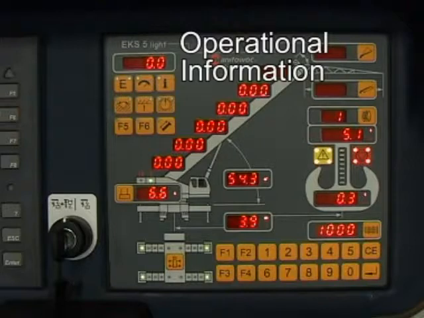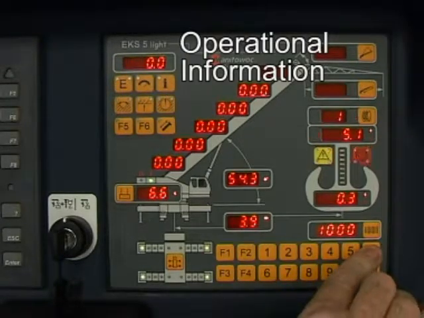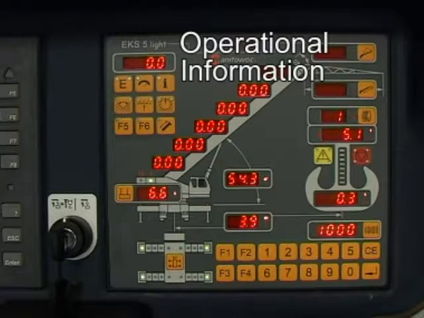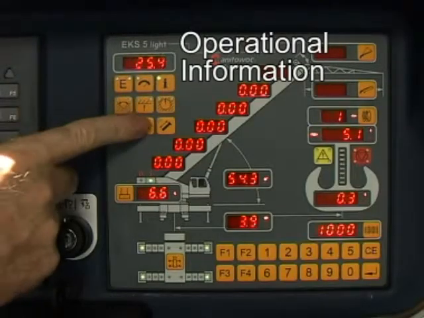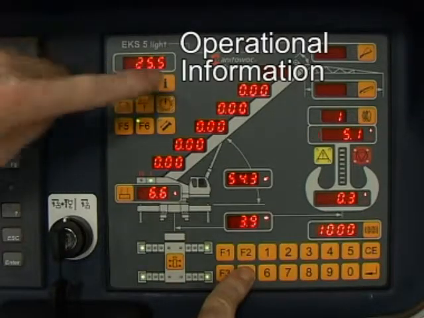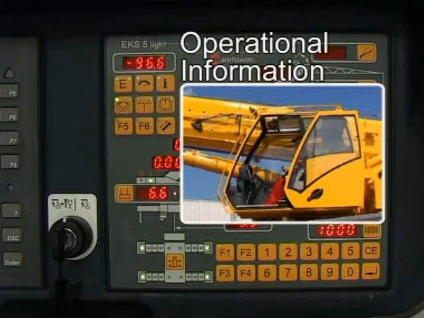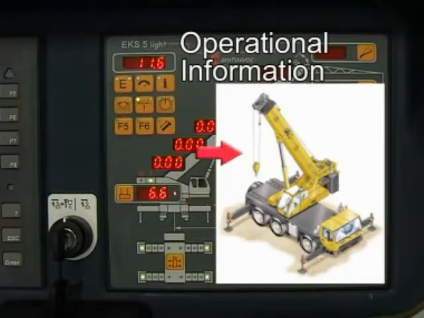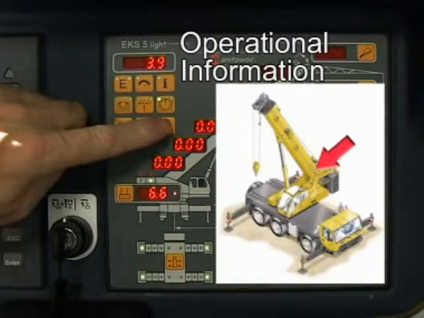Operational information can be shown on the information and error display with the respective buttons for error codes, current utilization, piston side pressure for sensor A, piston side pressure for sensor B, rod side pressure, current slewing angle, current overall height, current radius, and main boom length.